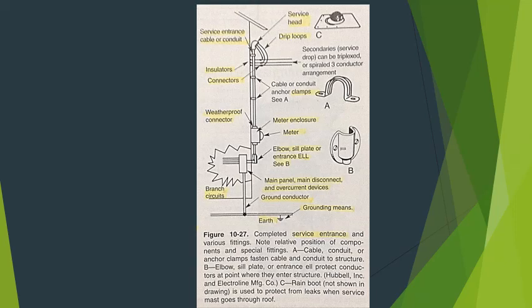Service completion. When the service entrance installation or rough-in is completed, it is inspected by the electrical inspector. After this, the power company will install the service drop or lateral by connecting the wires from the transformer to the service entrance conductors. Figure 10-27 shows a typical completed service entrance. Note the drip loops discussed earlier, as well as the positioning of other components in the finished service system.